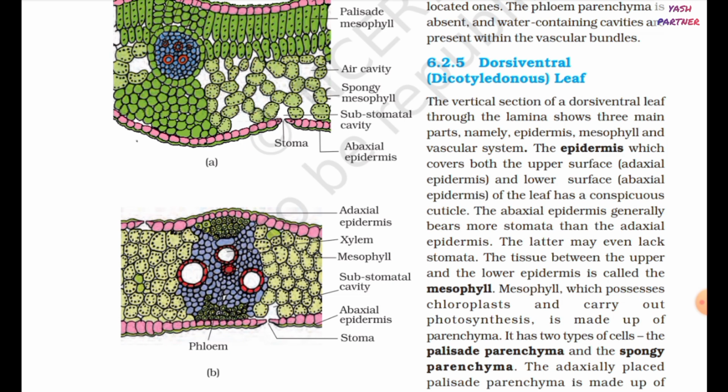6.2.5 Dorsiventral dicotyledonous leaf. The vertical section of a dorsiventral leaf through the lamina shows 3 main parts, namely epidermis, mesophyll and vascular system. The epidermis, which covers both the upper surface, the adaxial epidermis, and the lower surface, the abaxial epidermis, of the leaf, has a conspicuous cuticle. The abaxial epidermis generally bears more stomata than the adaxial epidermis. The latter may even lack stomata.